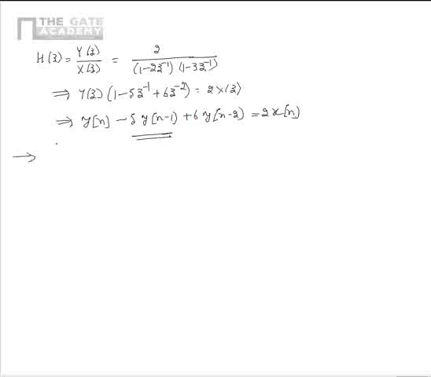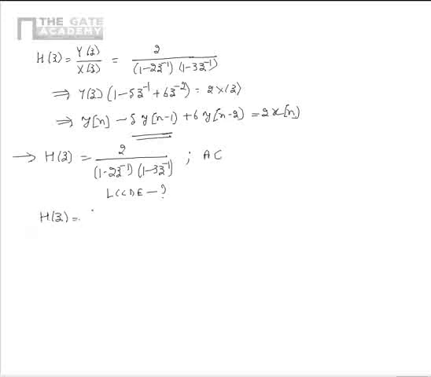Now let us consider another problem as per which it is given that the system function of a non-causal LTI system is given as 2 / ((1 - 2z^-1)(1 - 3z^-1)). Please note that it is given that the system is anti-causal. We need to find the LCCDE, that is linear constant coefficient difference equation, that represents the LTI system.